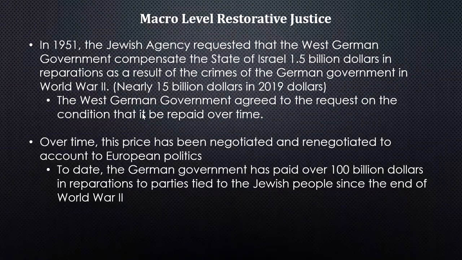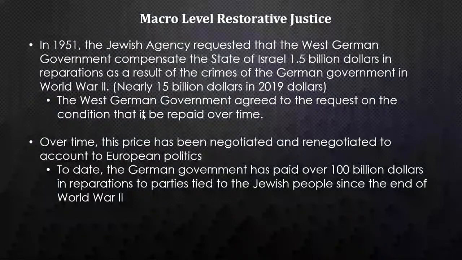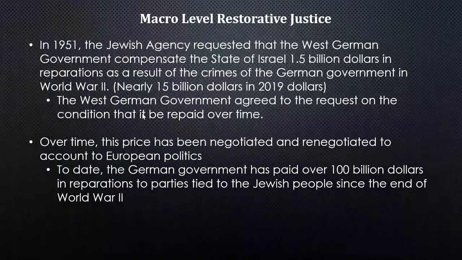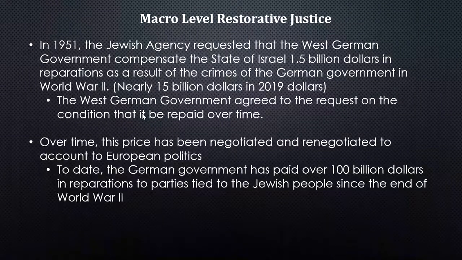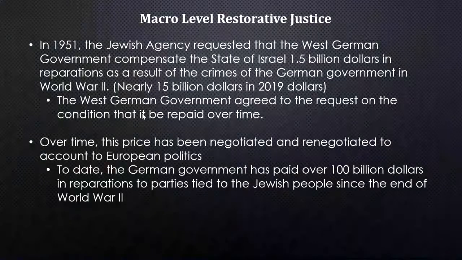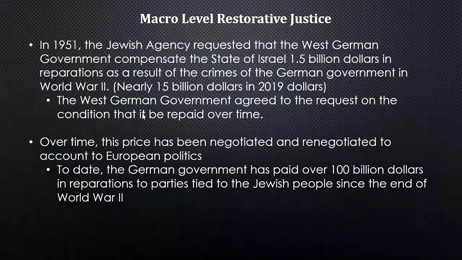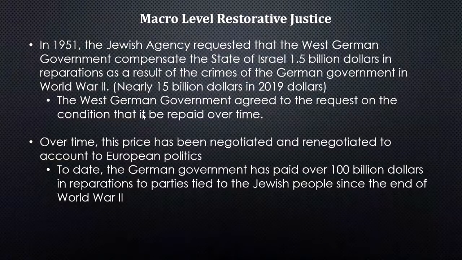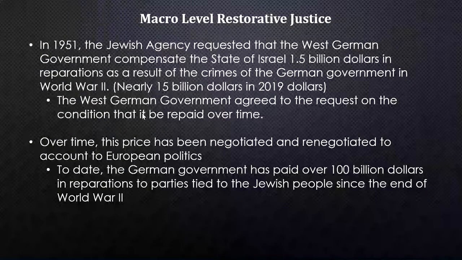In 2019 dollars, that $1.5 billion is nearly $15 billion. So to put it into perspective, that's a massive amount of money. But in 1951, it was an almost inconceivable amount of money. And the West German government, because of their recognizing of what happened during World War II, said yes, we will pay that. They agreed to pay it, but they had to do it over time because it was just so much money.